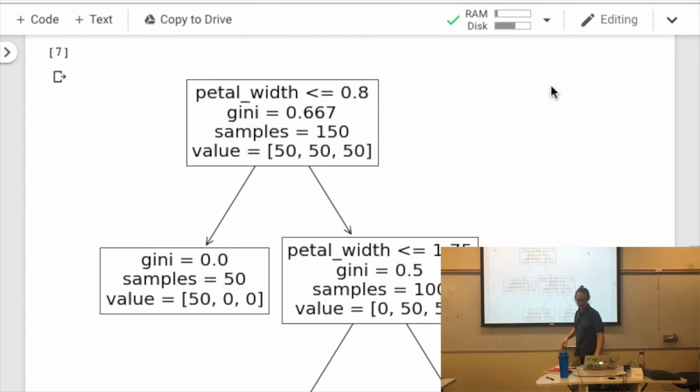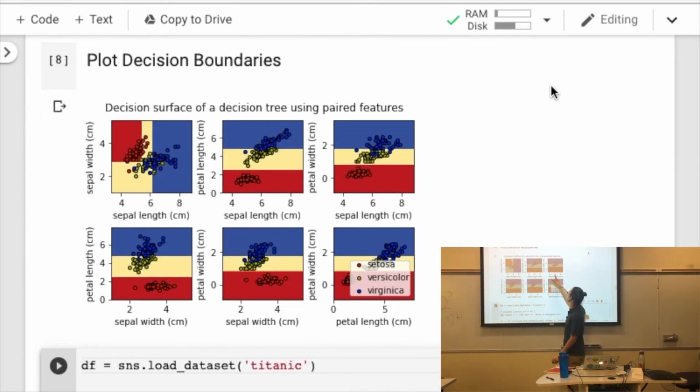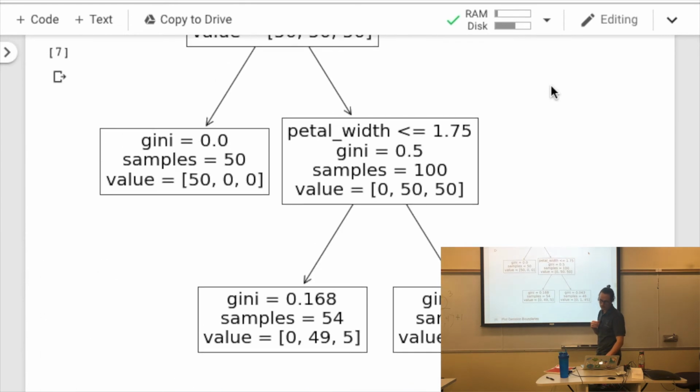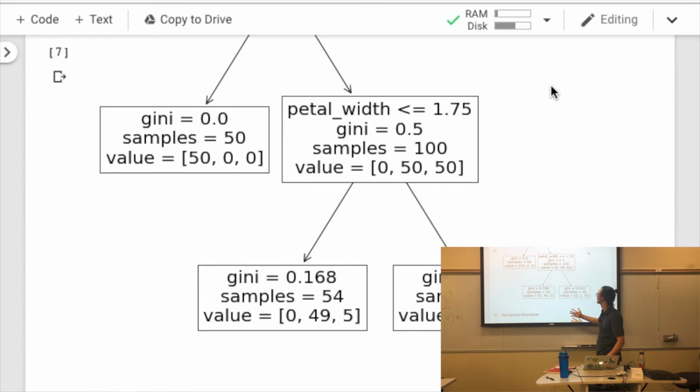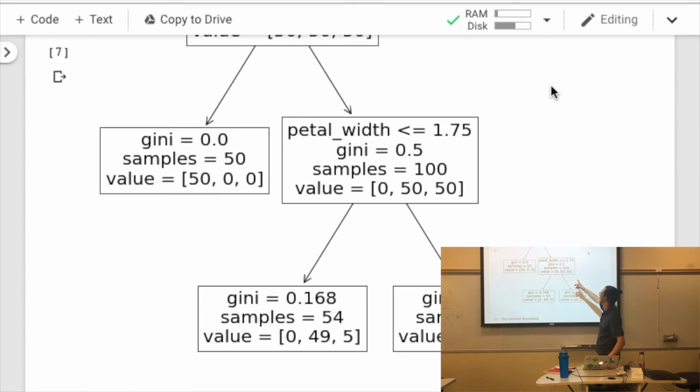So if we look down here, in this rectangle, it's a little hard to see on the screen, but there are all these red dots down here, and those are all perfectly classified in that rectangle. And so all the points are perfectly classified in that rectangle, so that's why we didn't need to subdivide that rectangle anymore. But we needed to ask more questions for the yellow and blue points representing the other two species. So we asked, is the petal width less than 1.75?